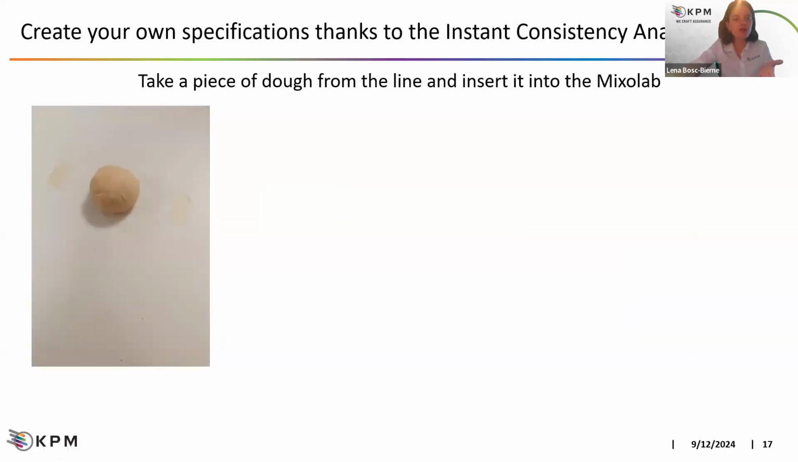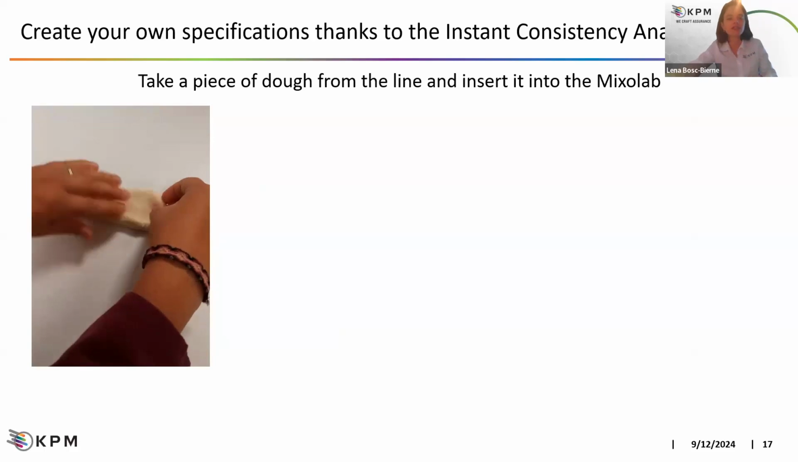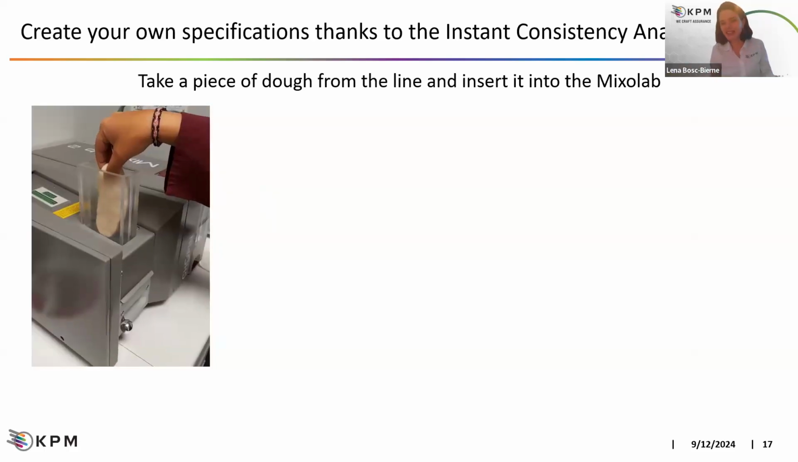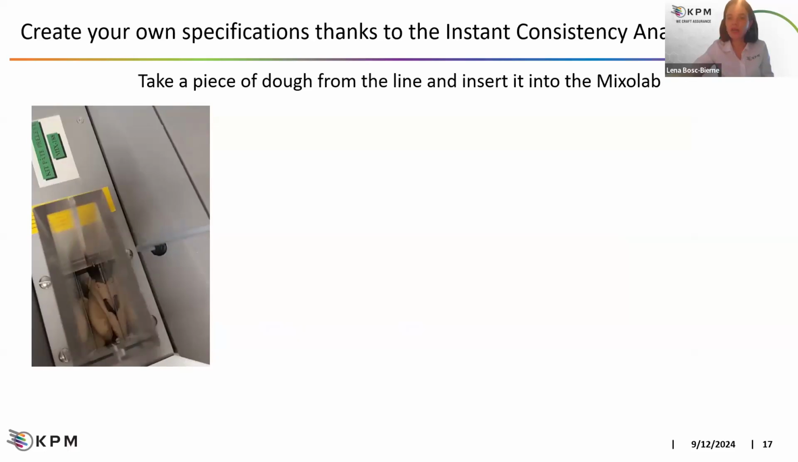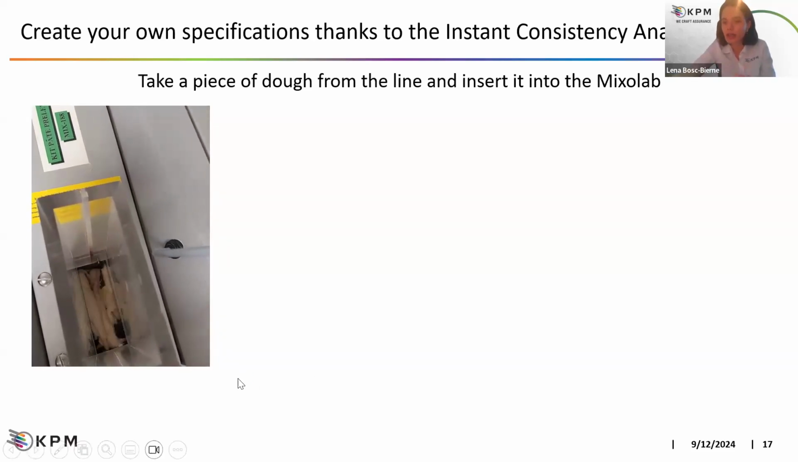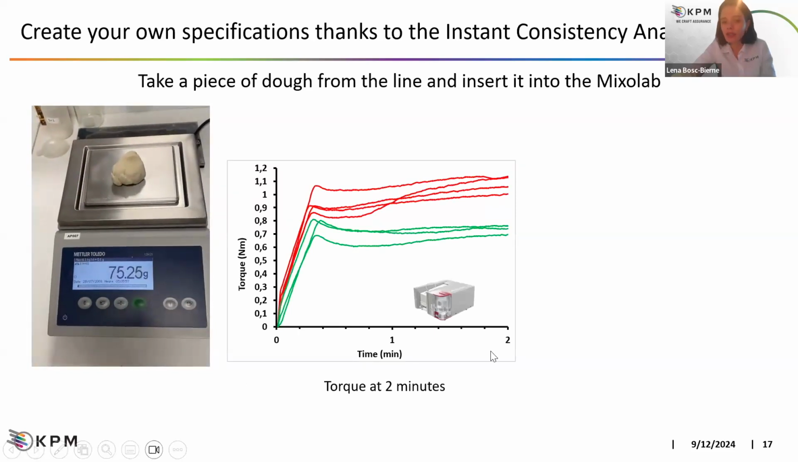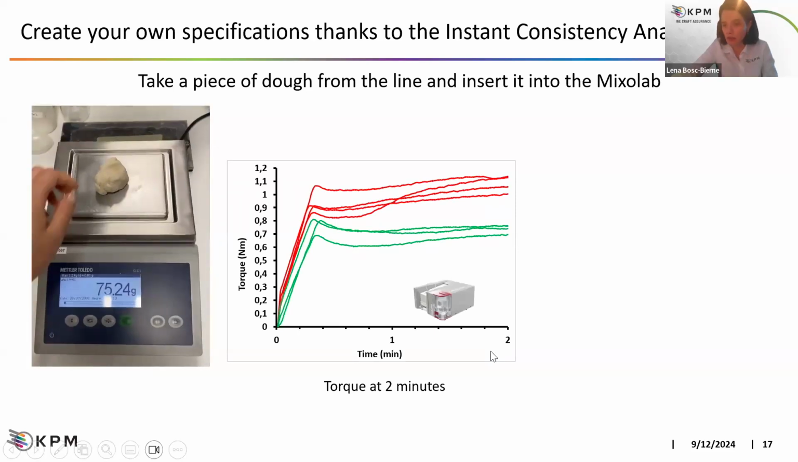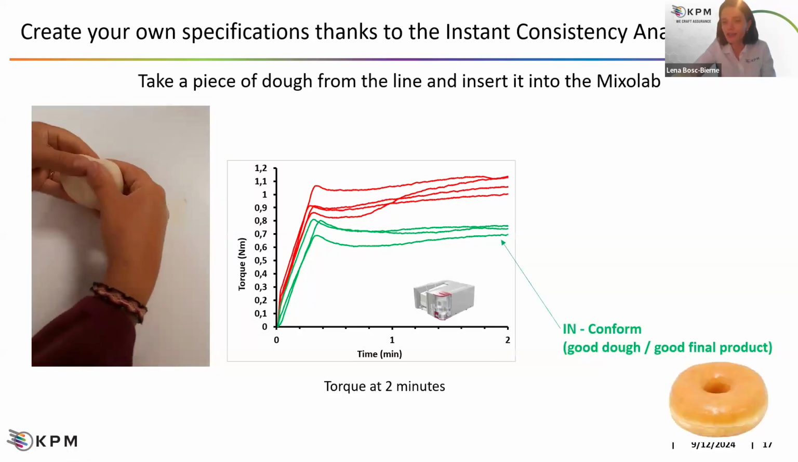So we take a sample of dough, and we weigh the amount that is needed for the test. Here it's 75 grams. You shape it to facilitate its introduction, you place it into the Mixer Lab, and you get a reading that corresponds to the consistency of the dough at this instant. This is the kind of information that you can get. It's only a 2-minute test, so that's very quick, and you can react very quickly.